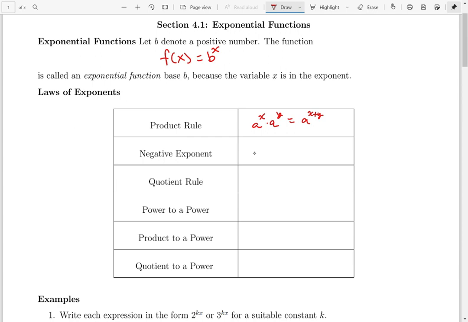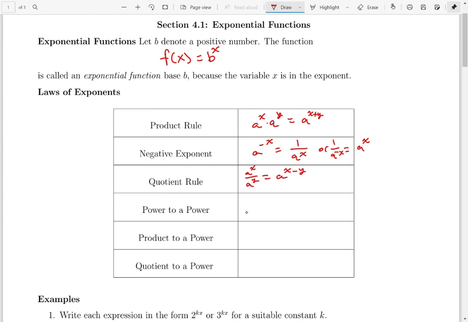Then also recall that if I have a raised to a negative power, that's the same thing as 1 divided by a raised to the positive power. Similarly, you can also say that if you have 1 over a to the negative x, that's the same thing as a to the positive x. We also have a quotient rule, that is if you have matching bases being divided, then that's going to be the difference of the powers, so a to the top power minus the bottom power.